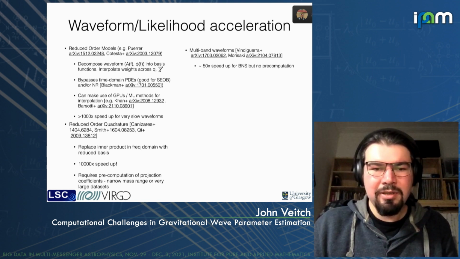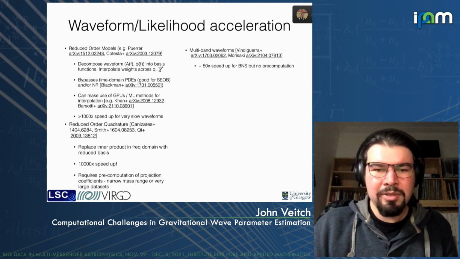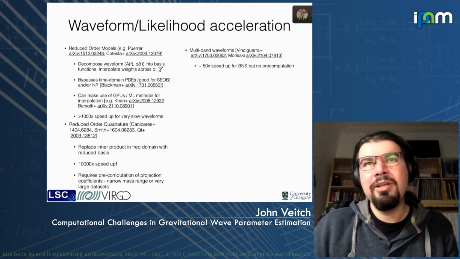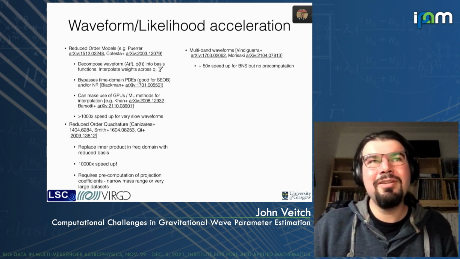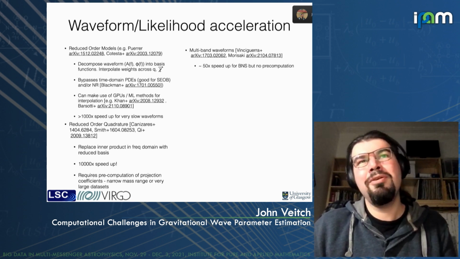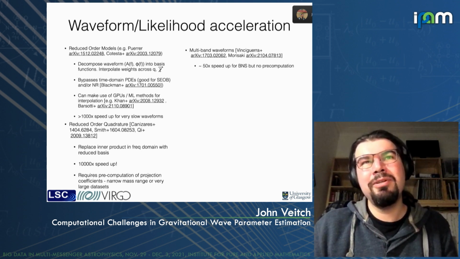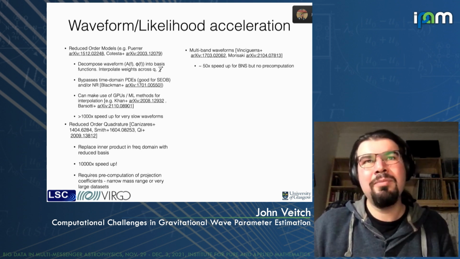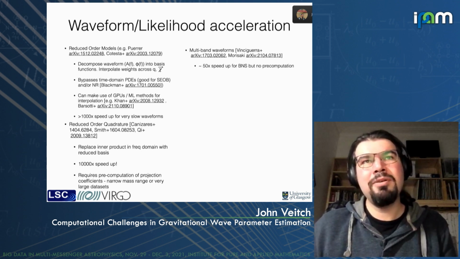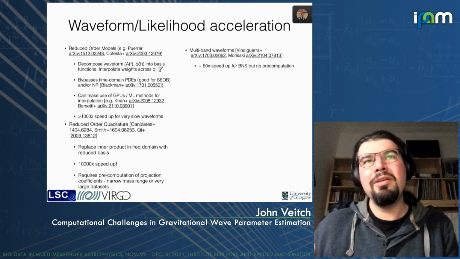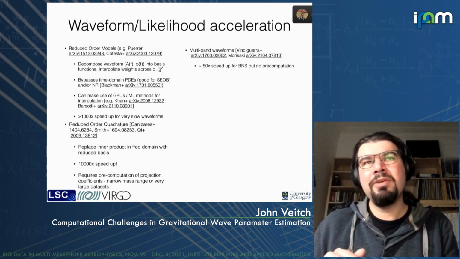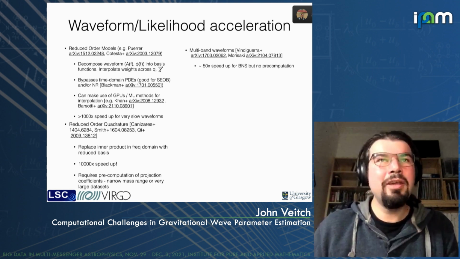Multi-banding is another idea that people have tried out, including my student Serena Vinciguerra, more recently Soichiro Murasaki. That gives you kind of a 50 times speed up for DNS. It's kind of the simplest thing you can do. You can look at the waveform, it increases in frequency as a function of time. So you don't need to sample it at a uniform frequency for all time. Instead, you can just fit an envelope and keep it below the Nyquist rate at all times. You get a speed up that way.